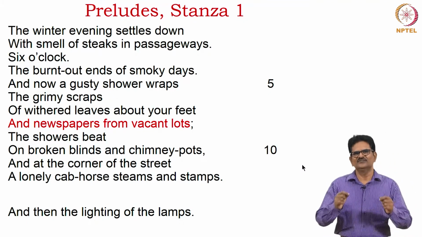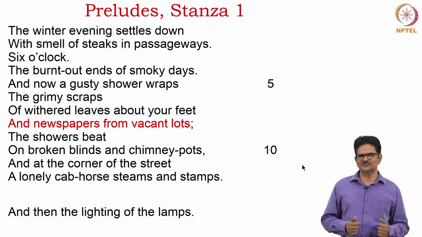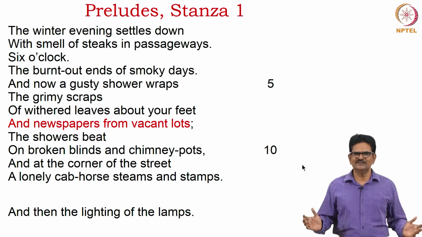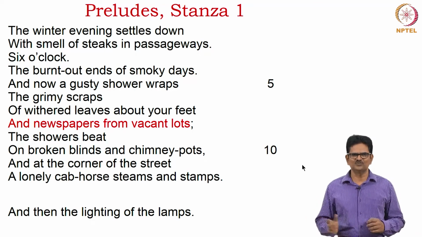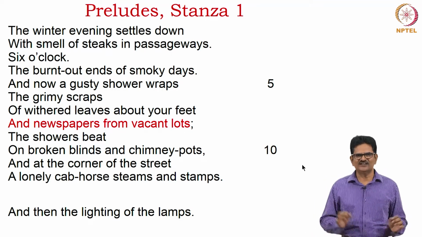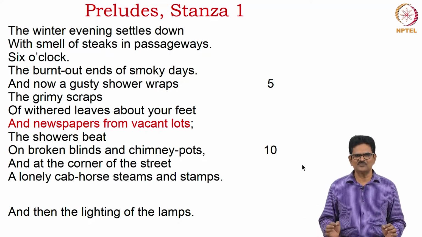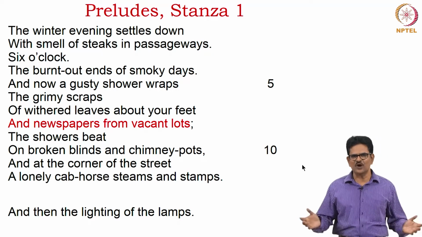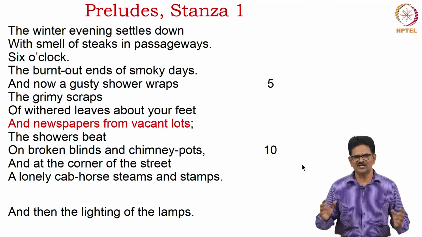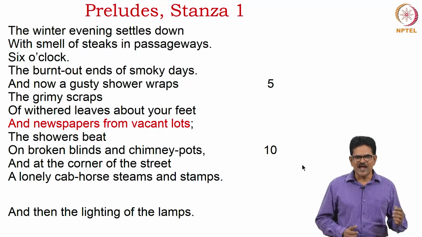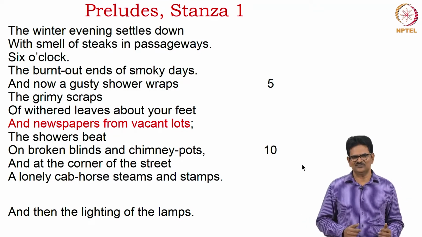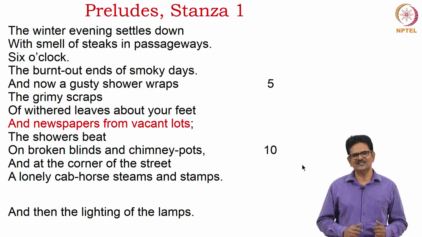We have the first stanza here as a sample of modernist poetry for us from Preludes. The winter evening settles down with smell of steaks in passageways. Six o'clock, the burnt out ends of smoky days. And now a gusty shower wraps the grimy scraps of withered leaves about your feet and newspapers from vacant lots. The showers beat on broken blinds and chimney pots, and at the corner of the street a lonely cab horse steams and stamps, and then the lighting of the lamps.